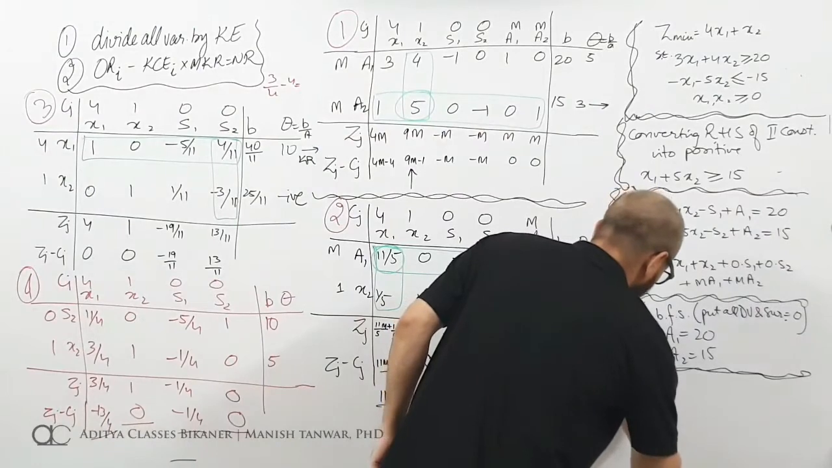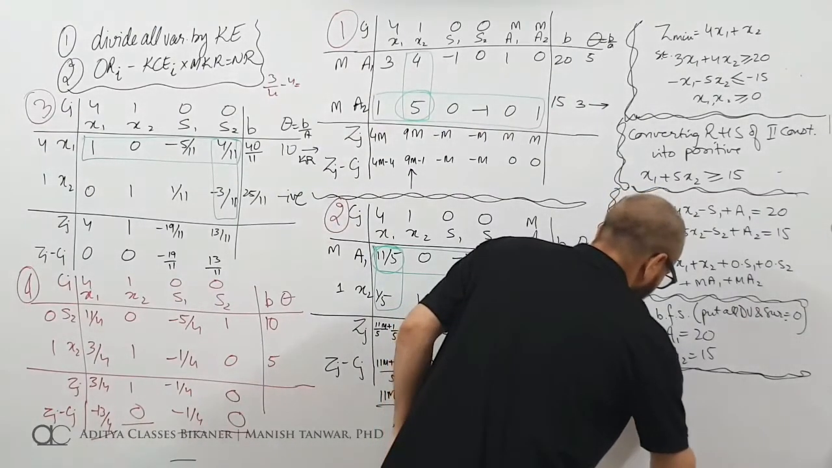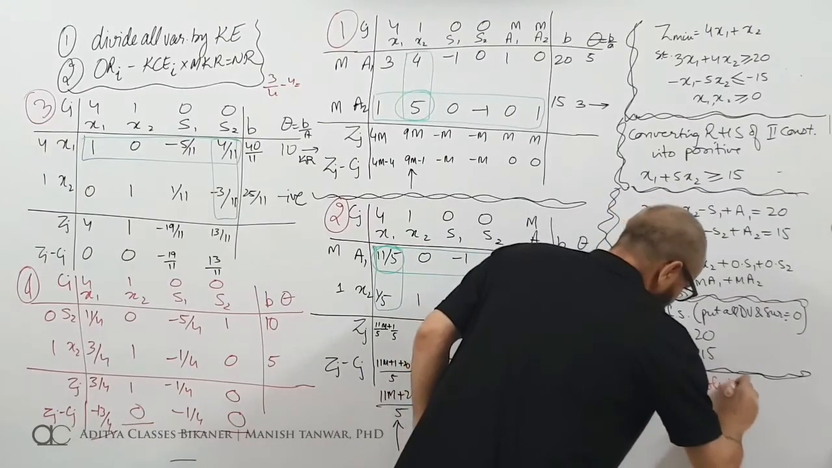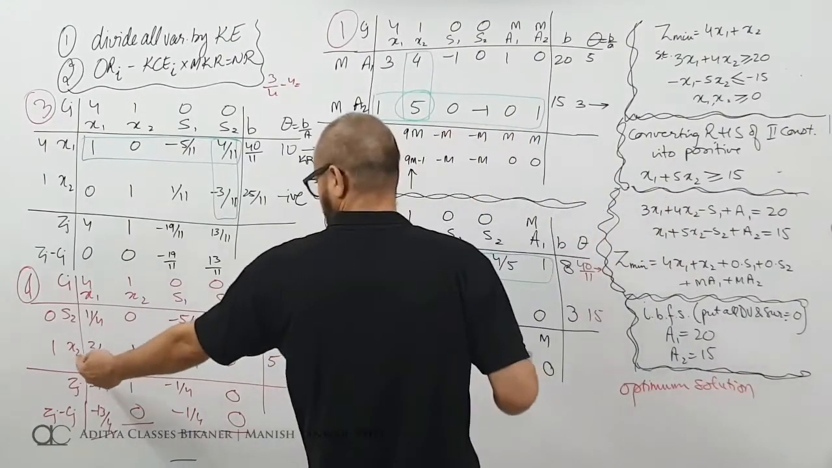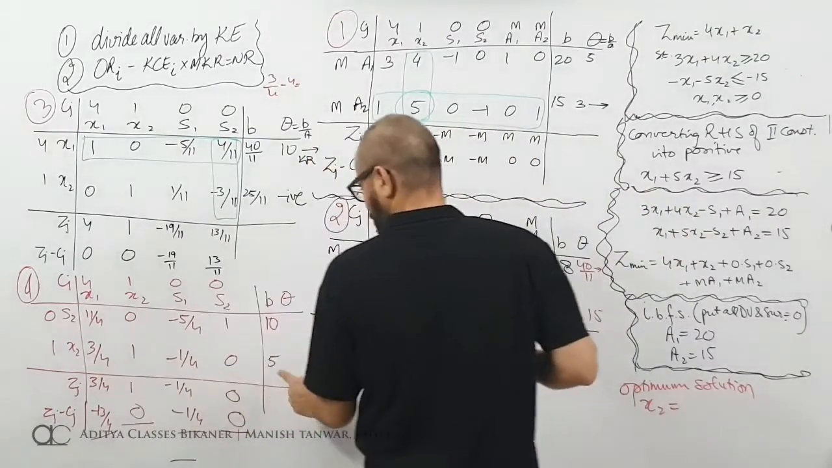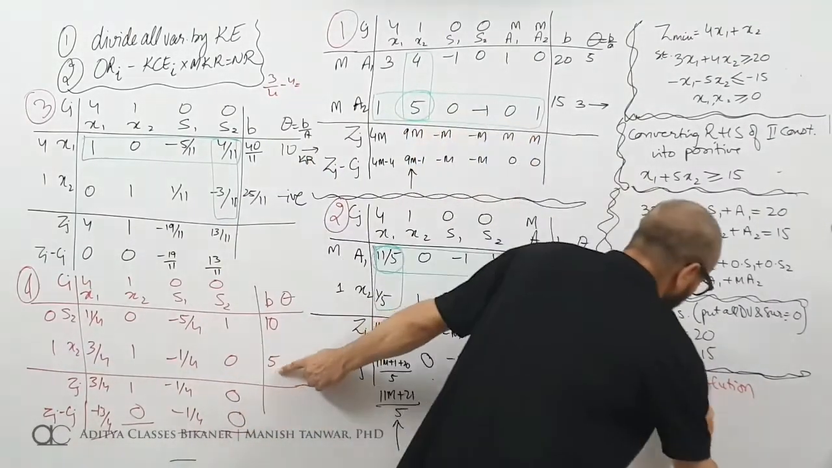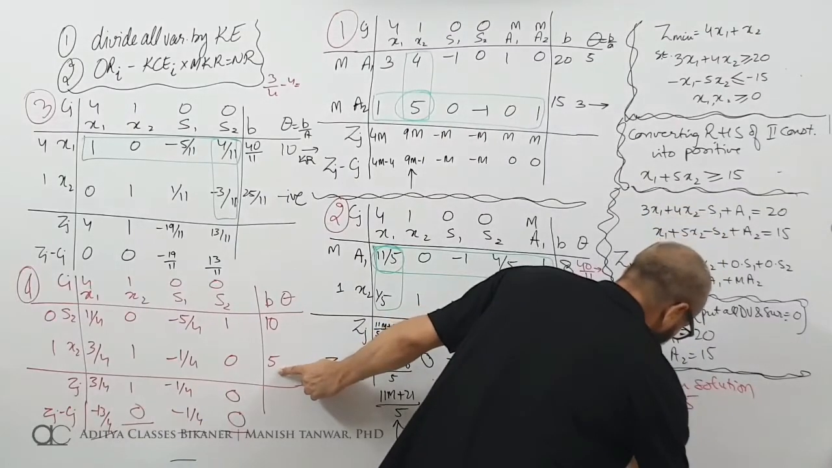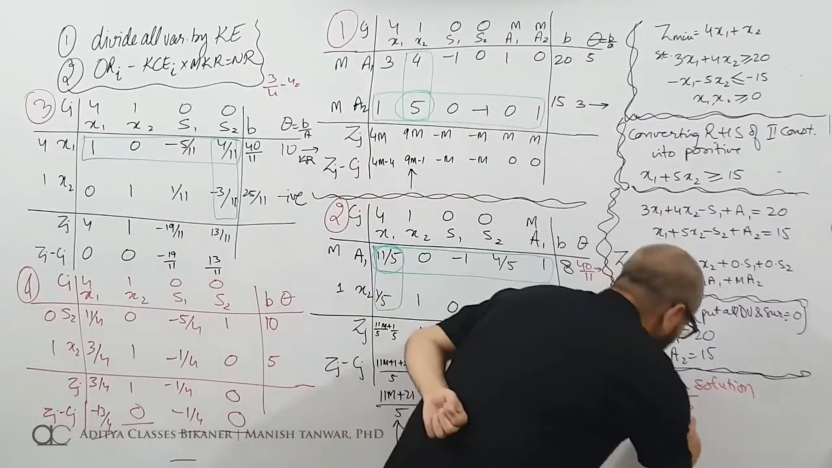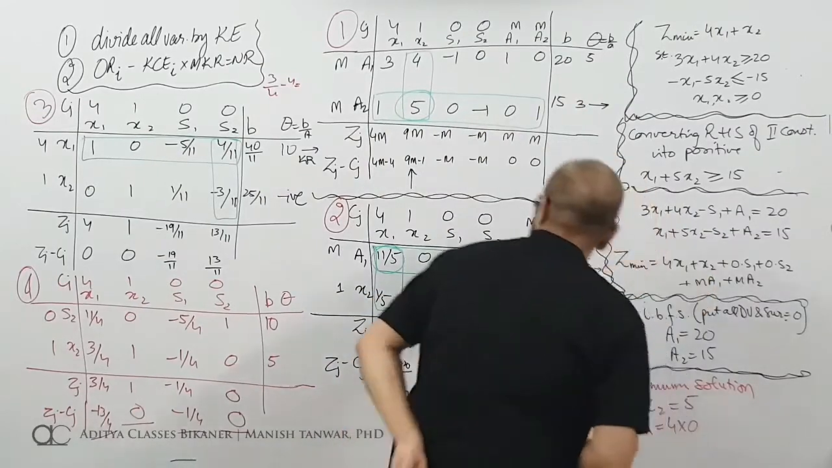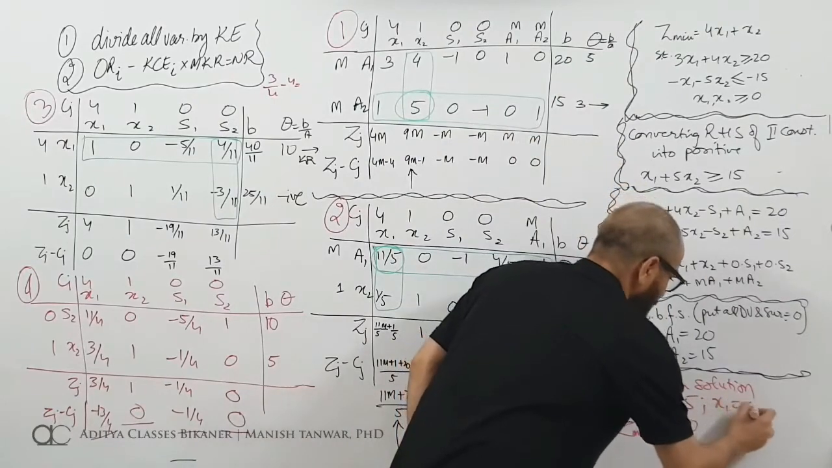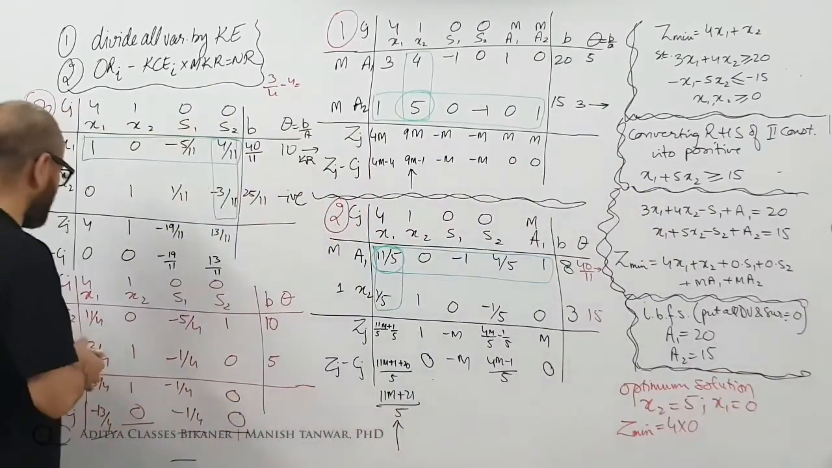My optimum solution is x2 is equal to 5, making Zmin. Zmin is 4 into x1. x1 is 0. We are not producing any x1. You can write down x1 as 0. Why are we putting x1 as 0? Because x1 is not here.